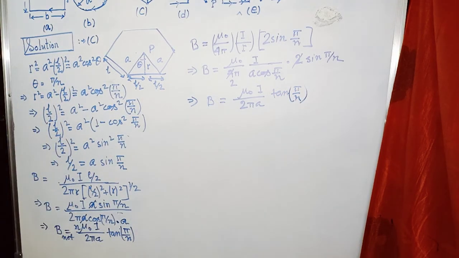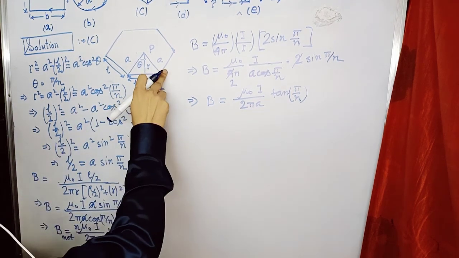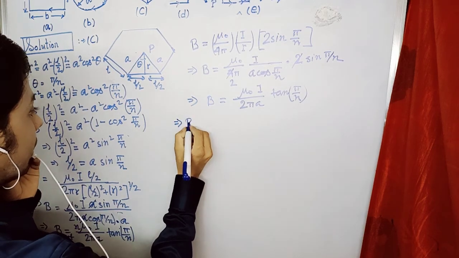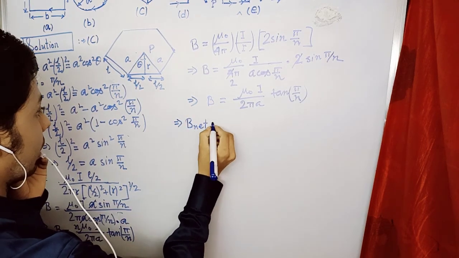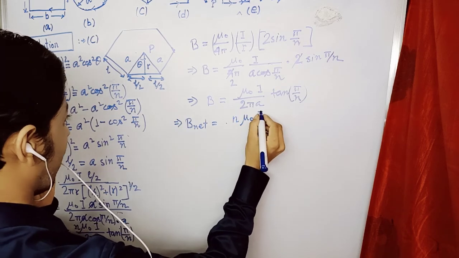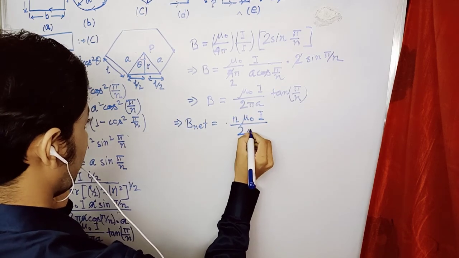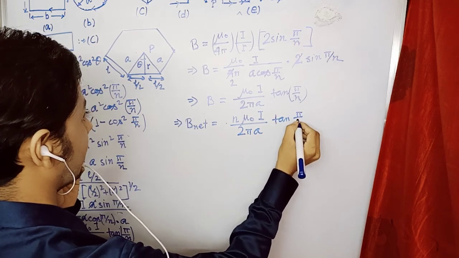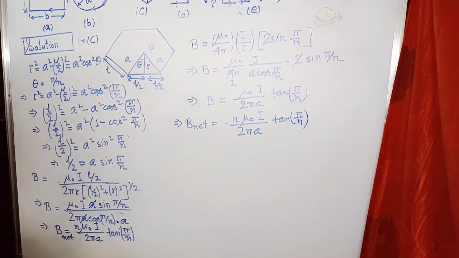Now this magnetic field is produced due to one side of this regular polygon. If there are n sides of this polygon, then its net magnetic field B net will be equal to n mu naught I divided by 2 pi a tan pi divided by n. So this is our required magnetic field produced at the point P, or center of the polygon.